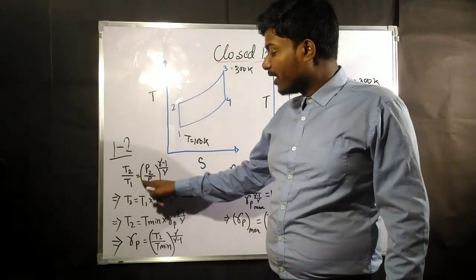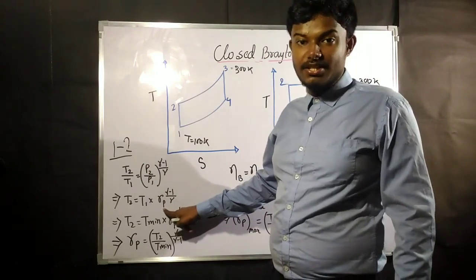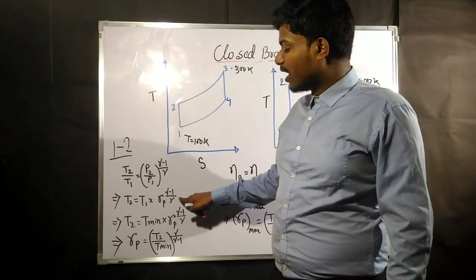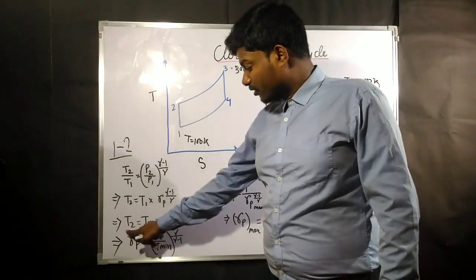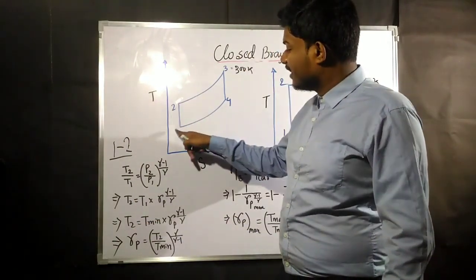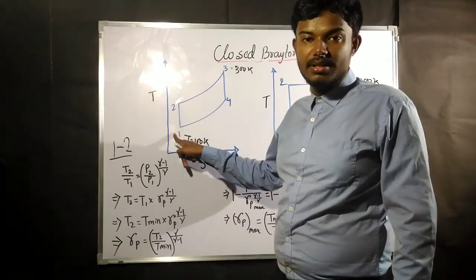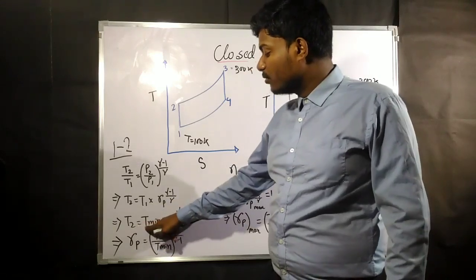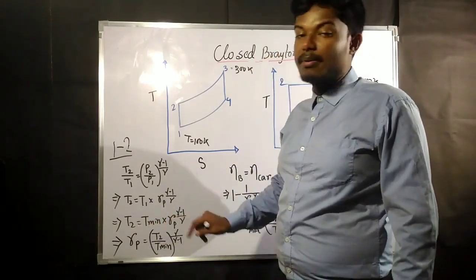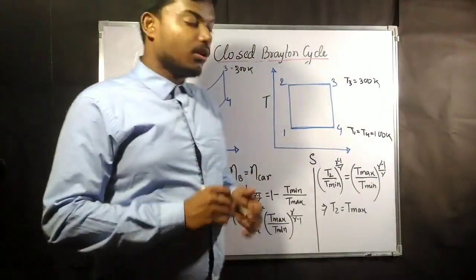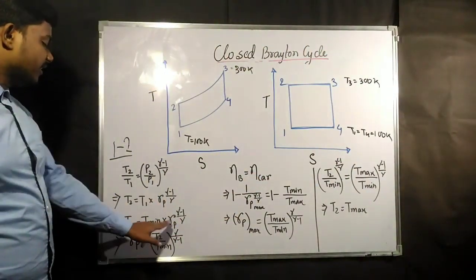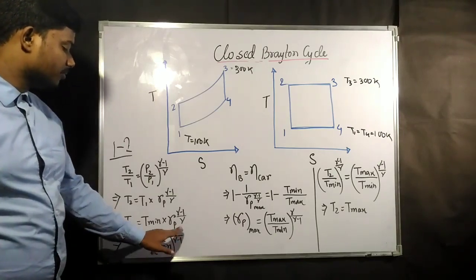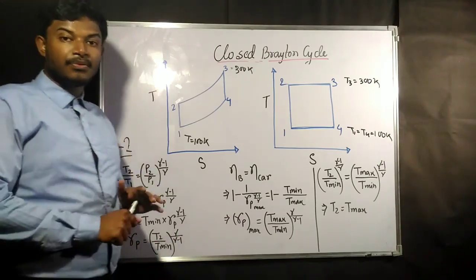Now P2 by P1 is nothing but the pressure ratio. So T2 is equal to T1 into the pressure ratio to the power gamma minus 1 by gamma. Now in this, what is T1? T1 is the minimum temperature. So we replace T1 by T min. T2 equals T min into Rp to the power gamma minus 1 by gamma. Now if you find the value of Rp from here, you get (T2 by T min) to the power gamma by gamma minus 1.